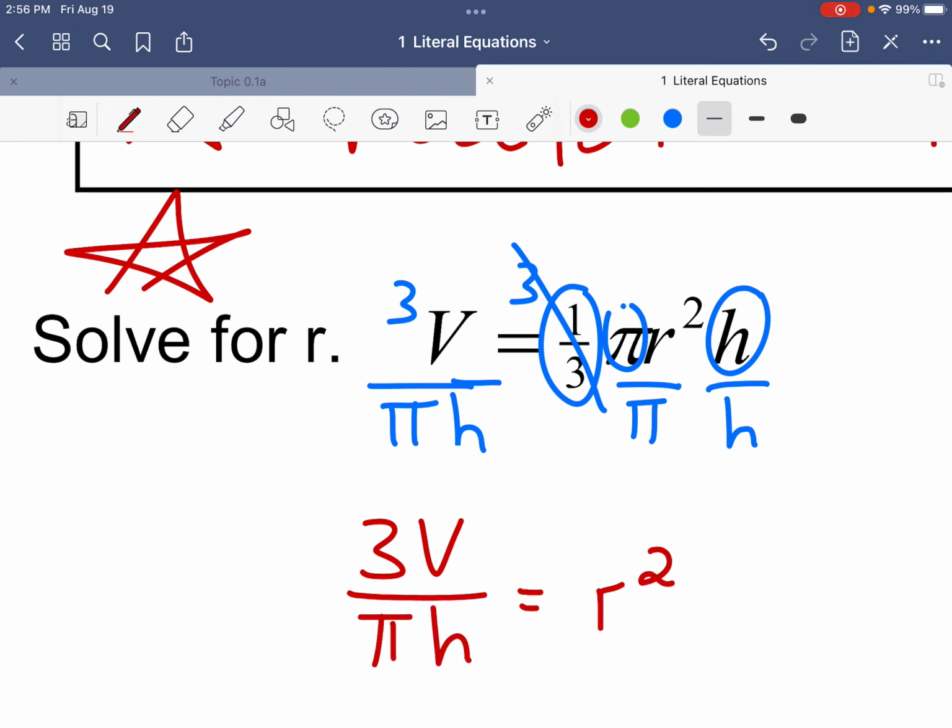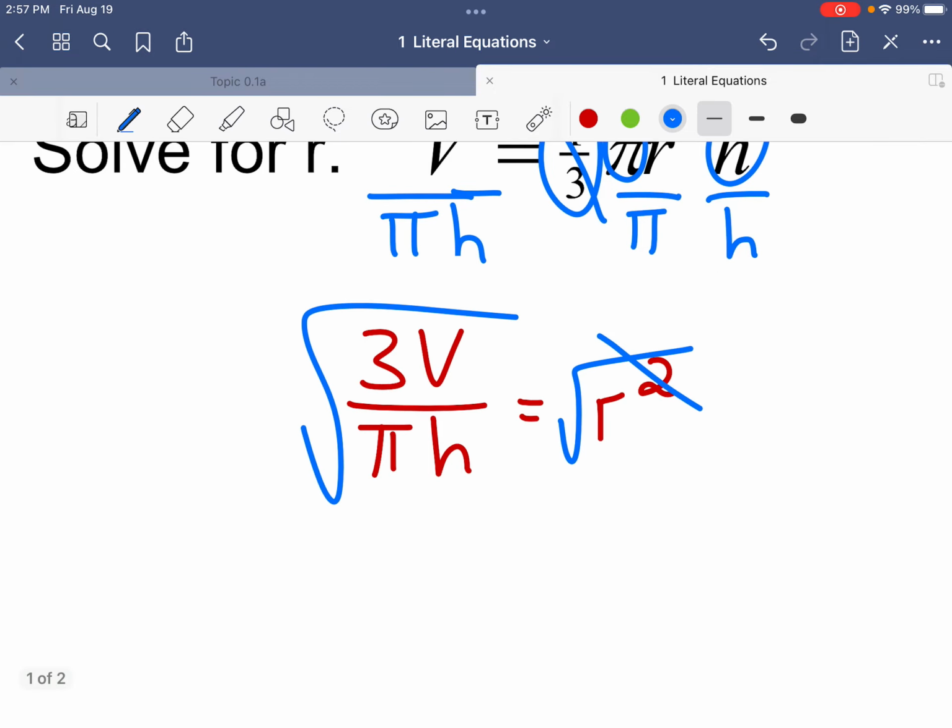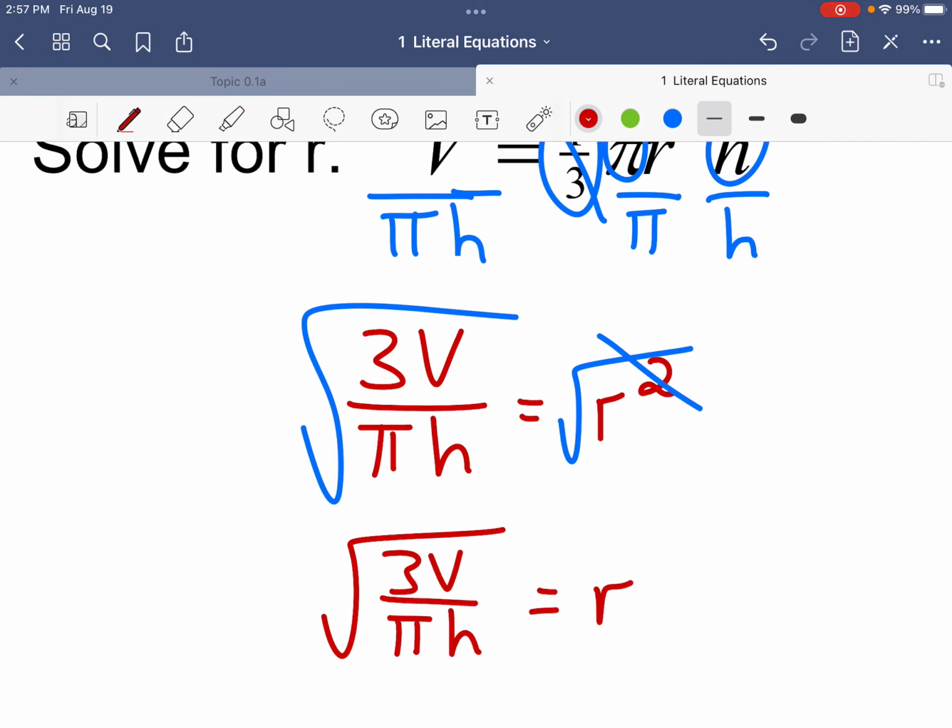You'll notice I didn't do anything with the square until now, because that square works us more to the inside of the equation. But the opposite of a square, that's right, is a square root. And so we will use a square root to cancel the square, but I want to do the square root of the entire fraction I have over here. That just means I'm going to have an answer that looks like the square root of this entire 3v over pi h equaling r.